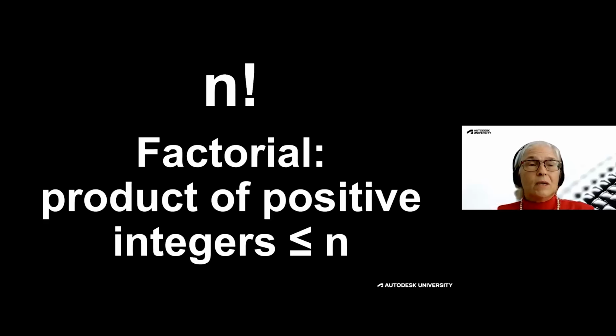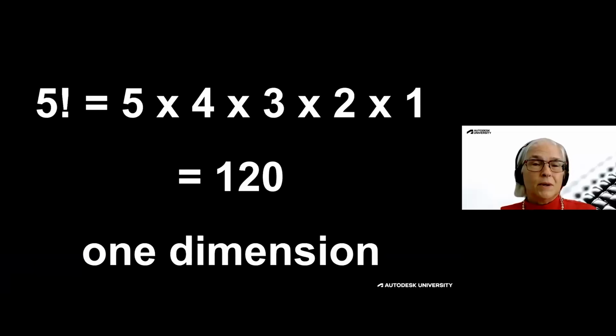The factorial, in case you haven't noticed, is the product of all the positive integers less than or equal to the number of objects that you're trying to organize, count, or measure. So let's look at the number 5, and see if we can wrap our mind around a factorial. The factorial of 5 is 5 times 4 times 3 times 2 times 1, which if you do the math comes out to 120, which of course is just a line, one dimension.